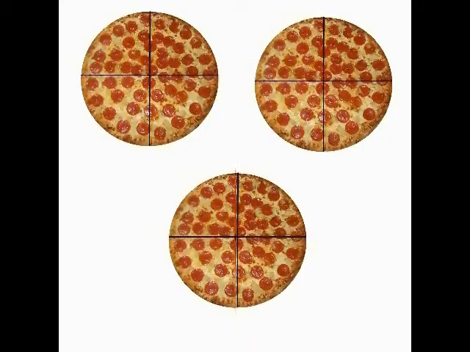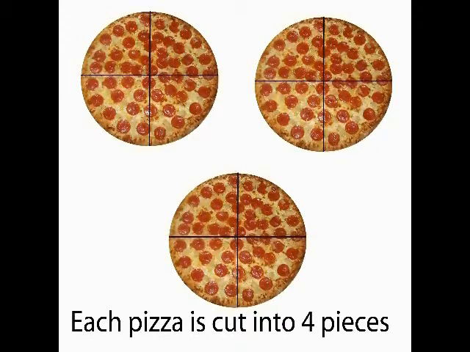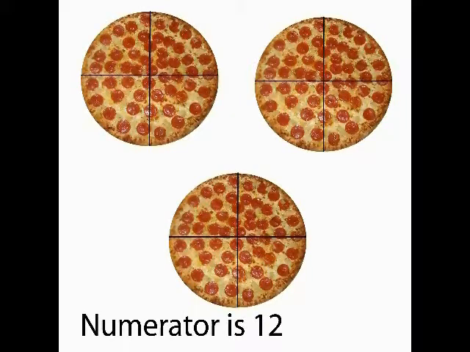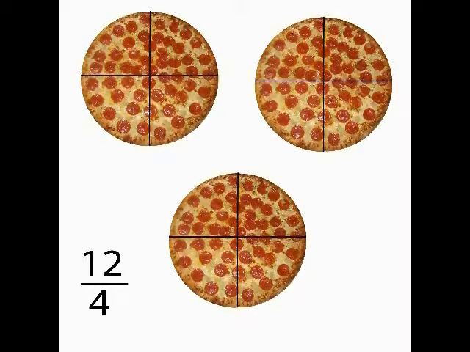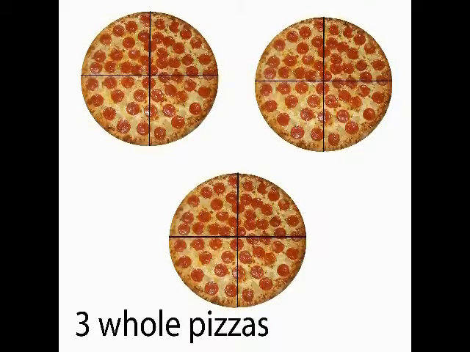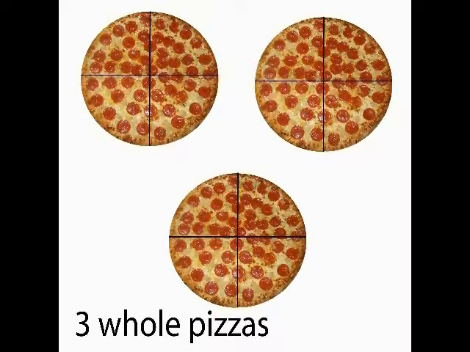So let's get back to the problem. We have 3 whole pizzas with 4 slices each, which gives us a denominator of 4 and a numerator of 12, and makes an improper fraction of 12 over 4, or 12/4. But if we divide the numerator by the denominator, we get 12 divided by 4, which equals 3, or 3 whole pizzas. In other words, 12 over 4 equals 3, or 12/4 equals 3 whole pizzas.